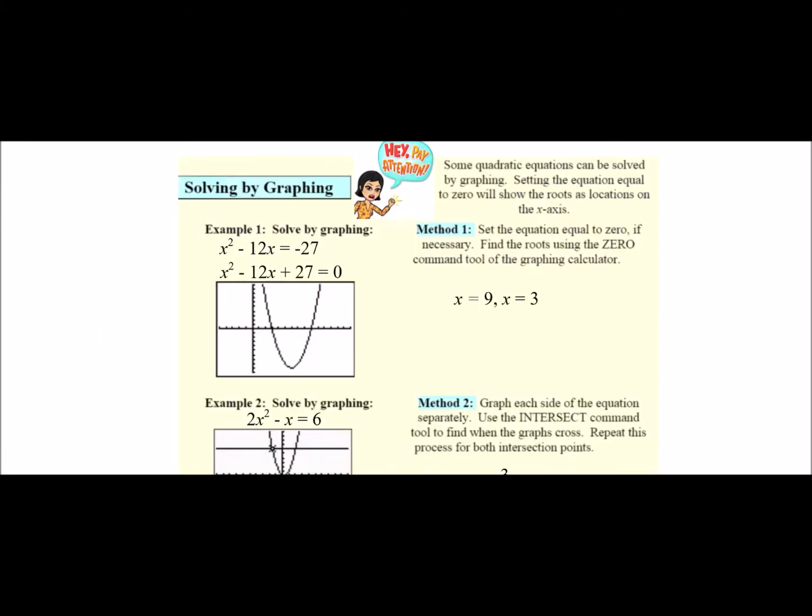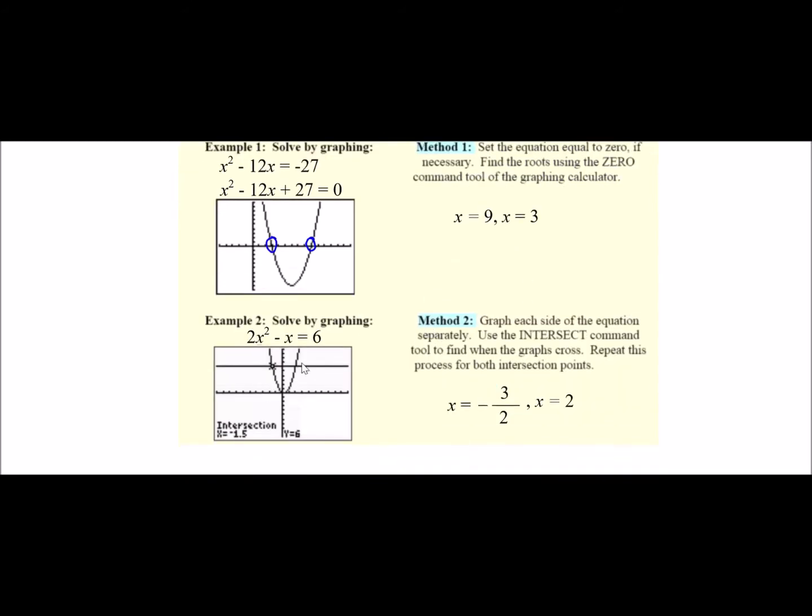You can pause this at any time. I just want to show you, if we're solving by graphing, when you graph your parabola, we're going to be looking for the intercepts on the x-axis. So here, this would be x equals 3, and then this one is the 9. And here I have another example.